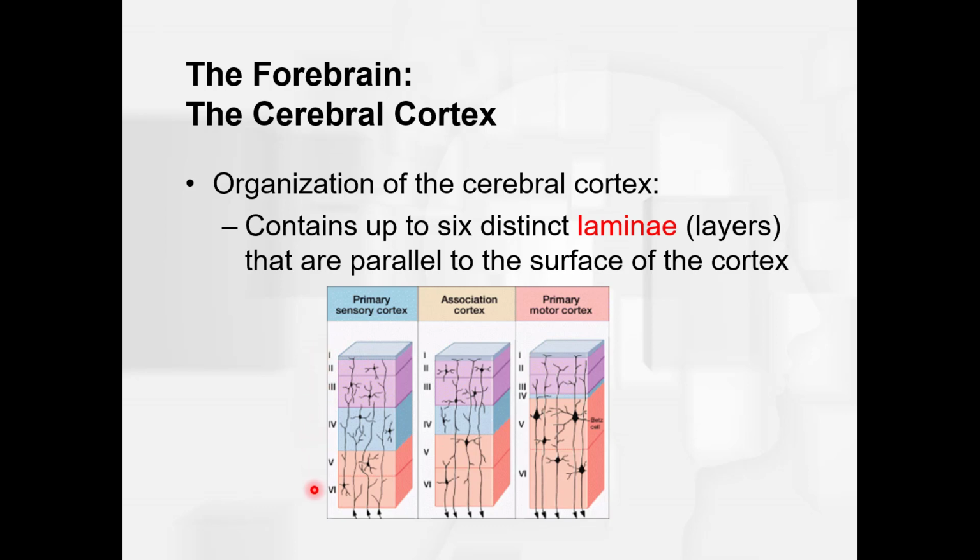depicted as Roman numerals. What you'll notice here is that not all the layers are the same size in the different cortex. So in the primary motor cortex, layers 5 and 6 are much bigger than you see in the primary sensory cortex. And I'm not going to go into the ins and outs of these, but just know that in the different layers, different neurons have different functions.